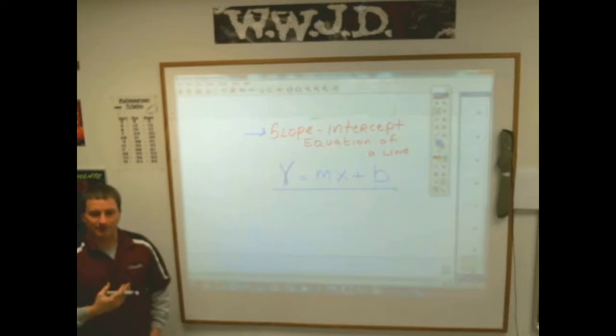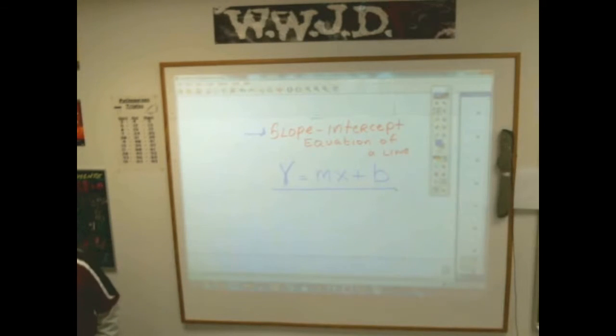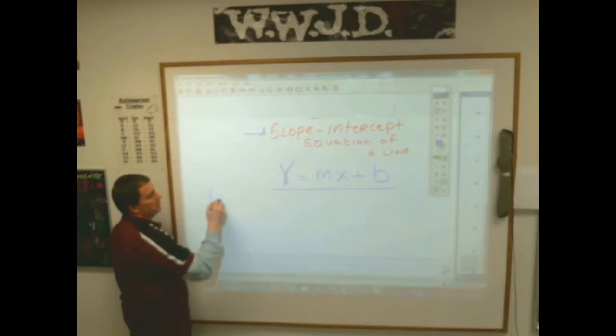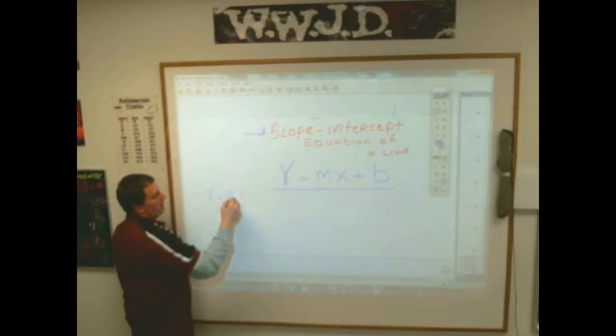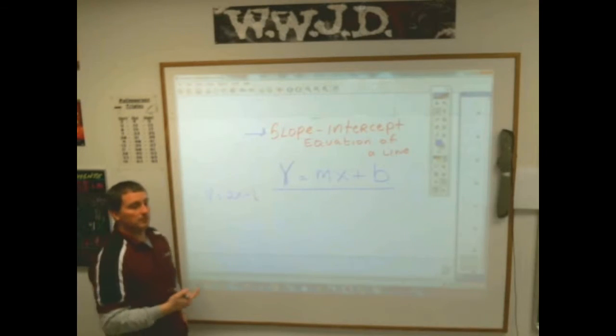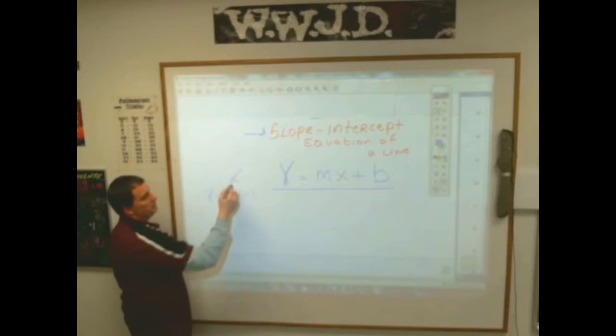Now you can't graph that because there's no numbers there, but they will give you numbers and you will be able to graph that. Now let me tell you, we've done this before, except it's looked like this. Y equals 2x minus 1. Okay, we've done this before. When you graph this, it will be a line.